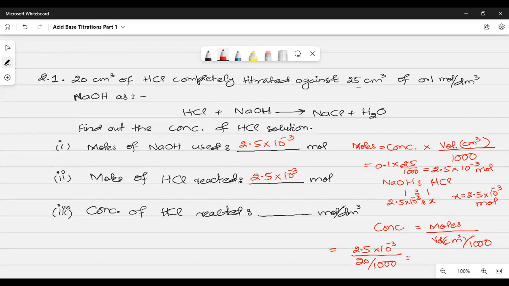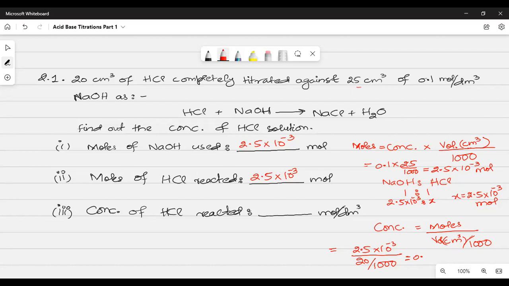Sir, could you explain this part again? Part 3 or part 4? Part 3. I'm using the same formula as in part 1. I just rearranged it. See, there's concentration, there's moles. If you want to take the volume, you need to take it to the other side as the denominator for moles. So concentration is equal to moles over volume. But the volume is in cubic centimeters, so we need an interconversion factor that is 1000, since 1 decimeter cube is equal to 1000 cubic centimeters.